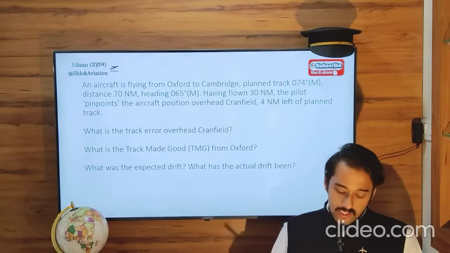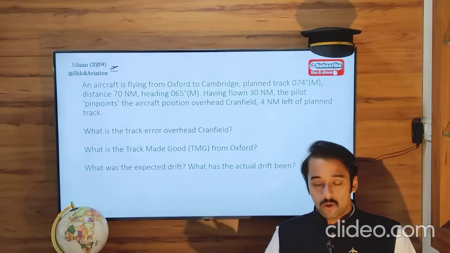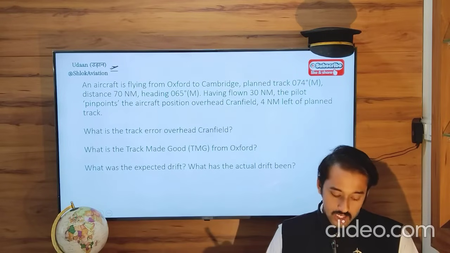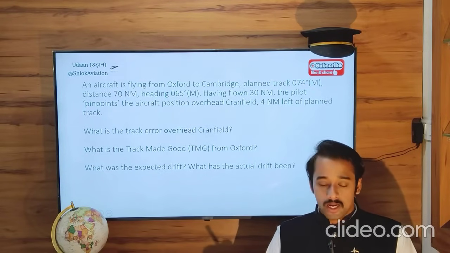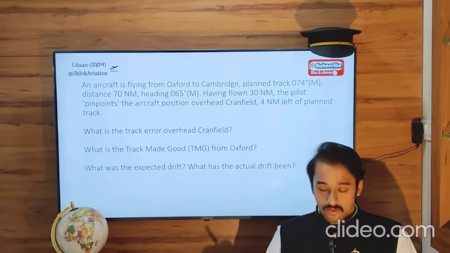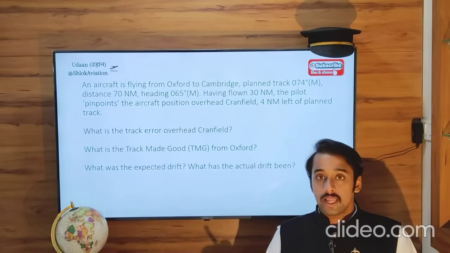Next question. Aircraft is flying from Oxford to Cambridge at a track of 074. So required track to go from Oxford to Cambridge is 074 degrees. A total distance of 70 nautical miles. Heading of aircraft is 065 degree. Having flown 30 nautical miles, the pilot pinpoints aircraft 4 nautical miles to the left hand side.